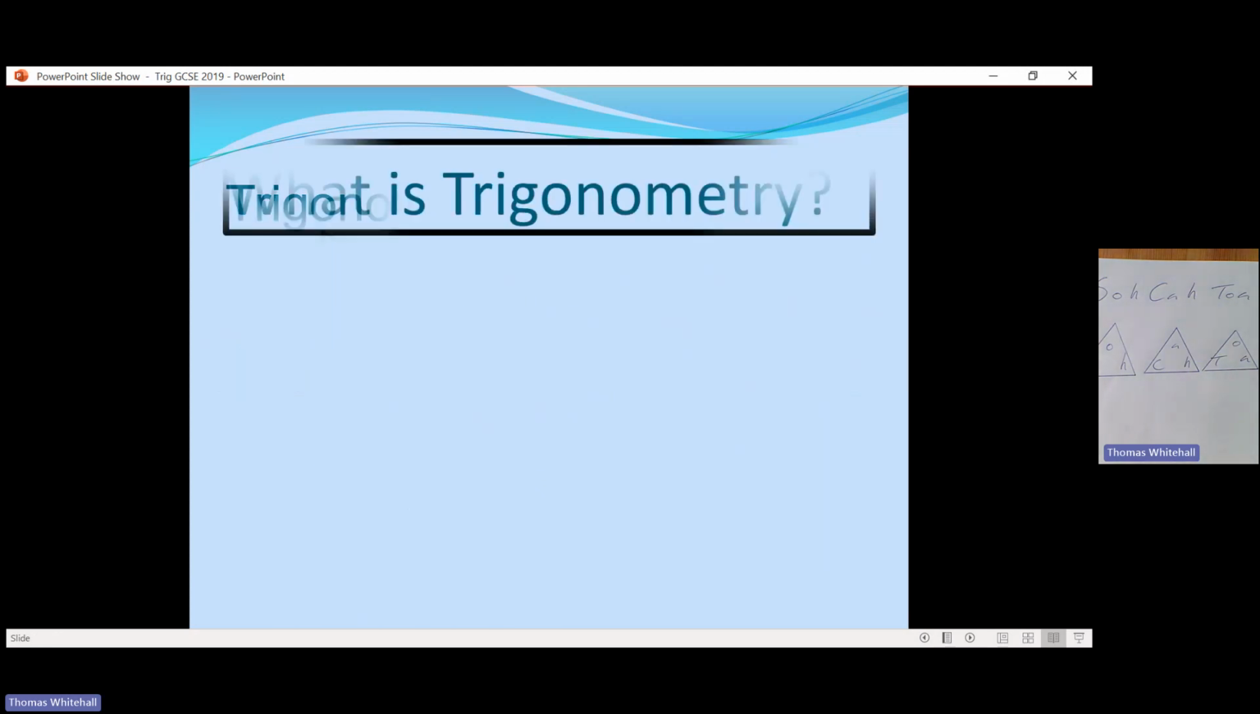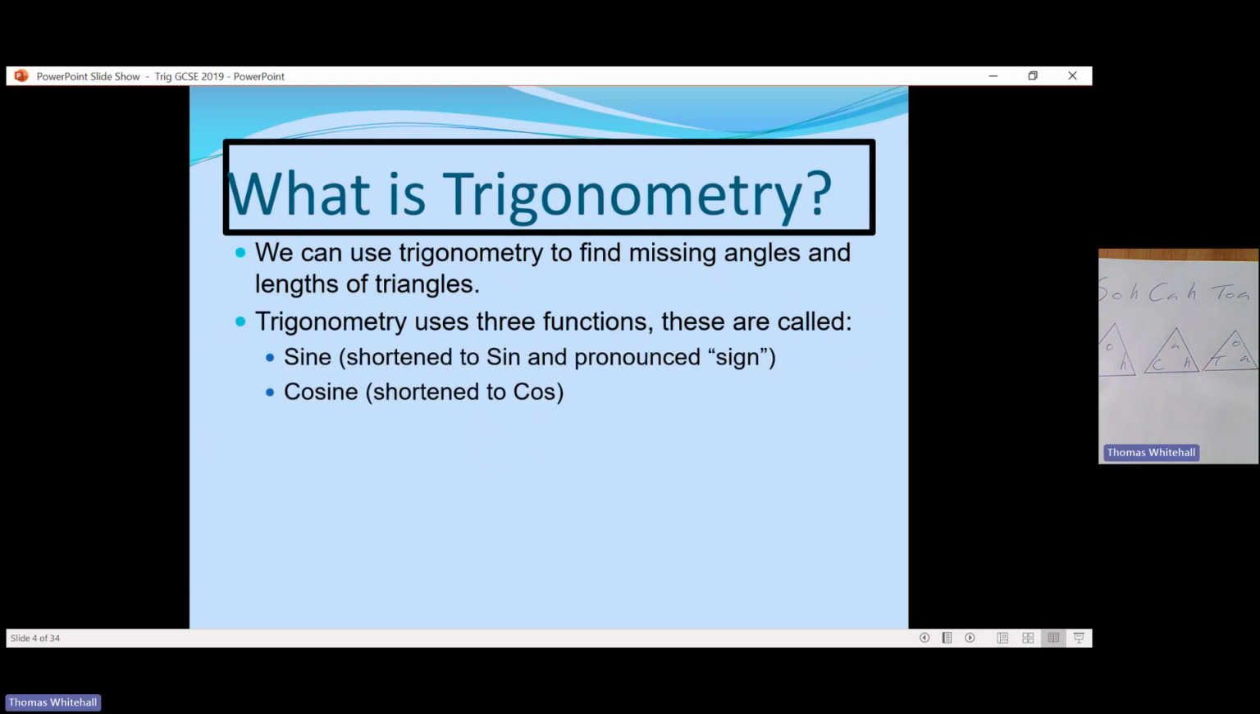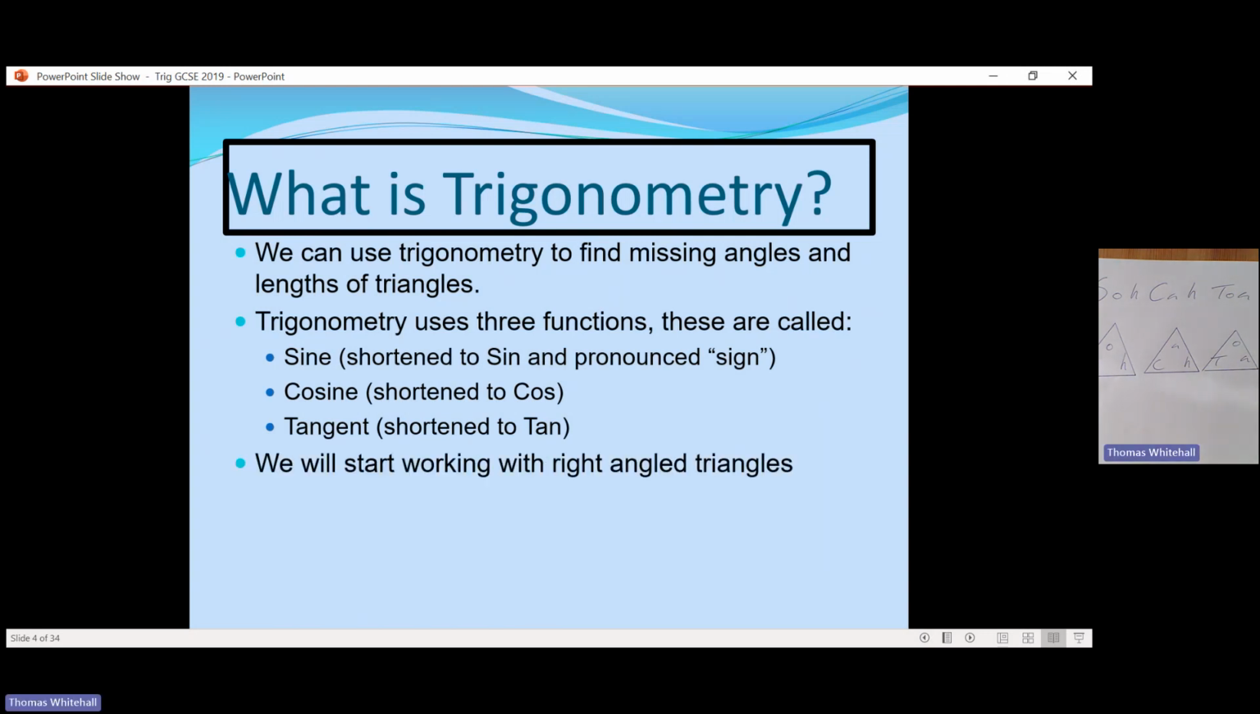Okay, so for trig, like we say, we talked about this with the learning objectives, didn't we? Going to use this to find missing angles and lengths of triangles, and we're going to use three functions. We've got sine, cosine, and tangent. And it says we will start working with right angle triangles. Don't worry, that is all we are working with. If you want to go further than that, that's up to you.